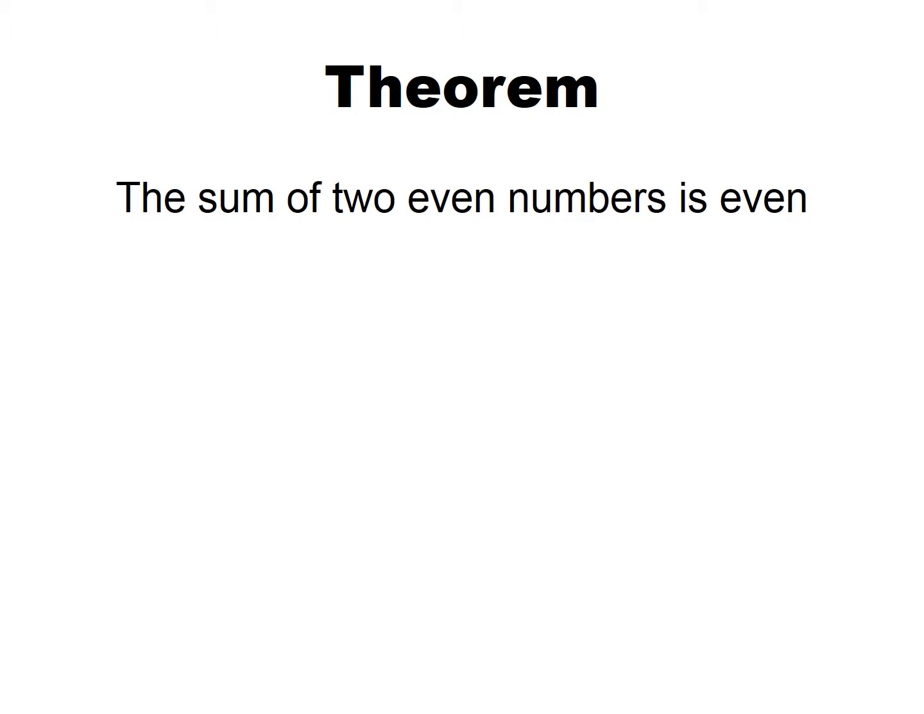Now, one thing we like to do in number theory is to state and prove theorems. So here is an example of a theorem in number theory. It says that the sum of two even numbers is even. And so that means that if I add two even numbers, I'm claiming that I'm always going to get an even number.